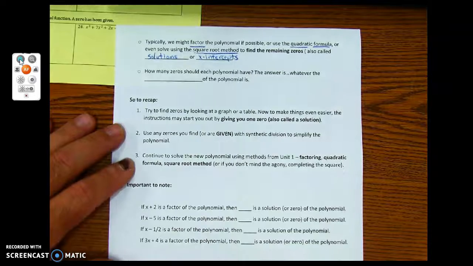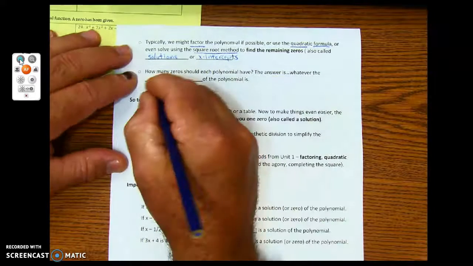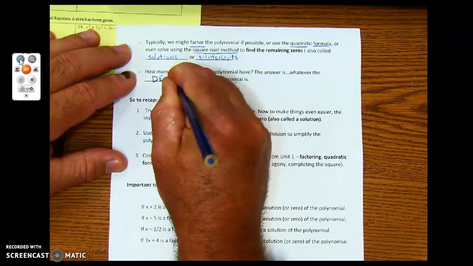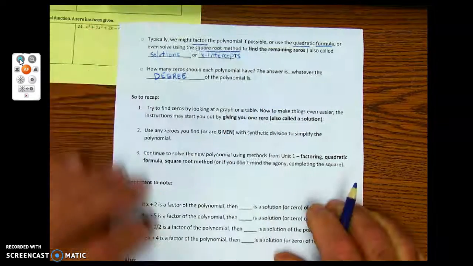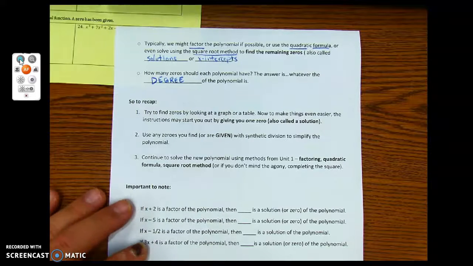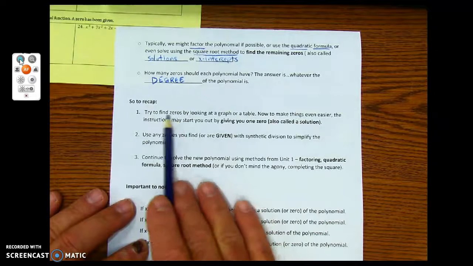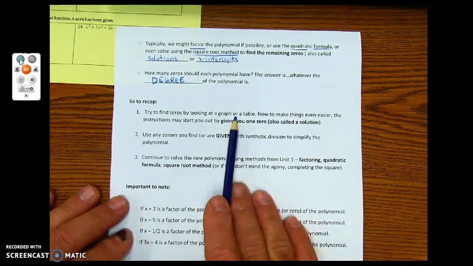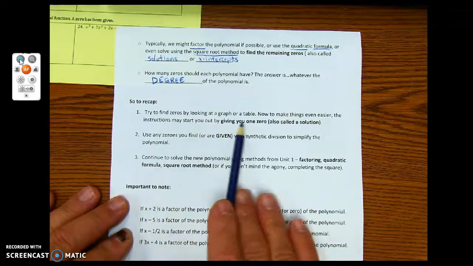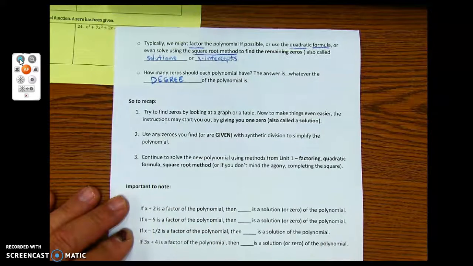How many zeros should each polynomial have? Well, that depends on the degree of the polynomial. If it's a 4th degree polynomial, it should have 4 solutions. If it's a 3rd degree polynomial, it should have 3 solutions. So to recap, we're going to try to find the zeros by looking at a graph or a table. Sometimes, to make things easier, the instructions may start you out by giving you one of the zeros, also called a solution.